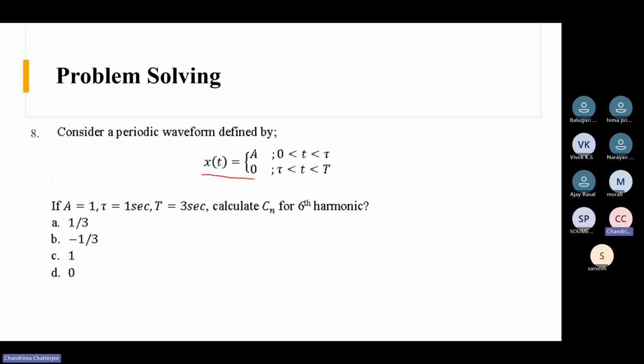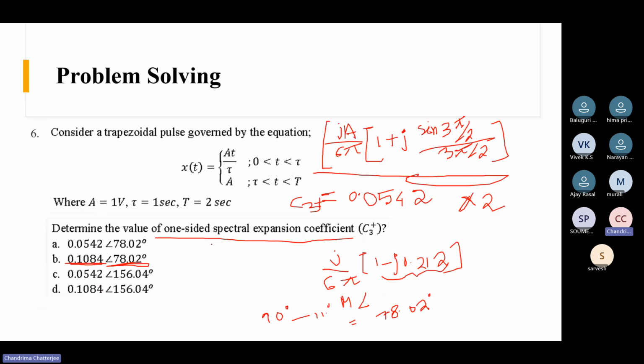Yeah. So this problem is again kind of a repetition. You have to calculate Cn for the sixth harmonic. Okay. And all these values are given. So simply replace the values in the expression of Cn. I think we have derived it multiple times. So you just solve it by yourselves. That way you will be able to practice. Just use this formula.